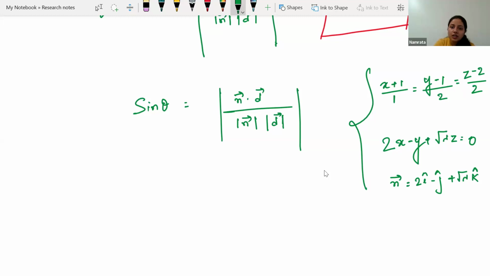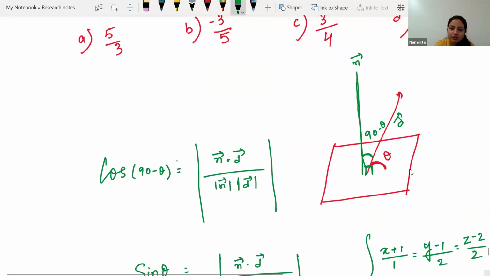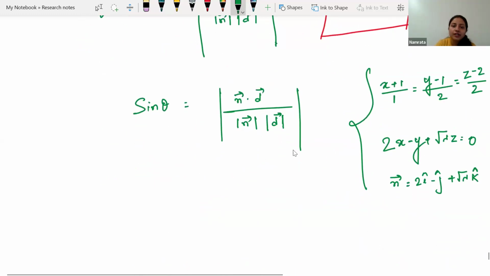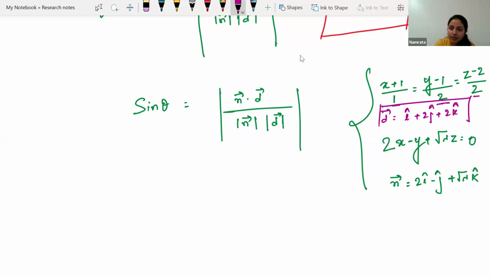What about this d? d we have taken as a vector along the direction of the line. The direction ratios we will use, so it will be i plus 2j plus 2k. Okay, this is what we are having as d, and this is what we are having as n.